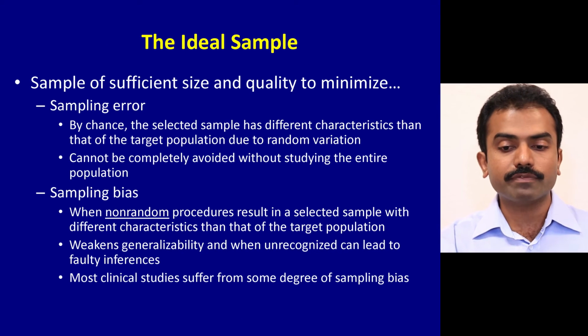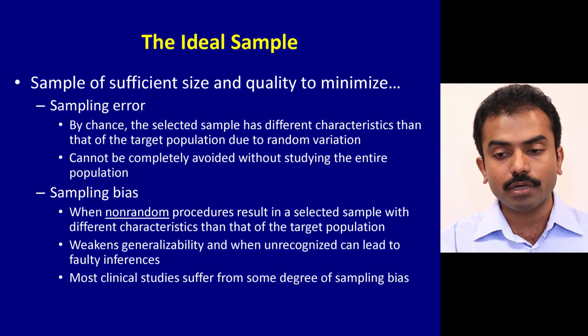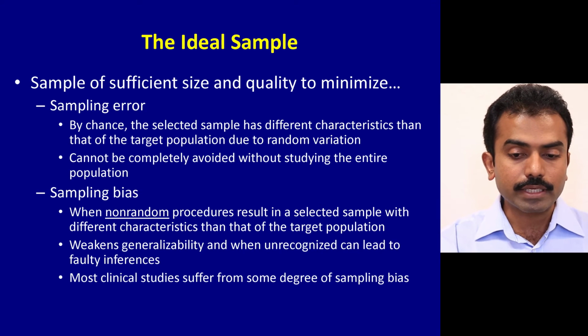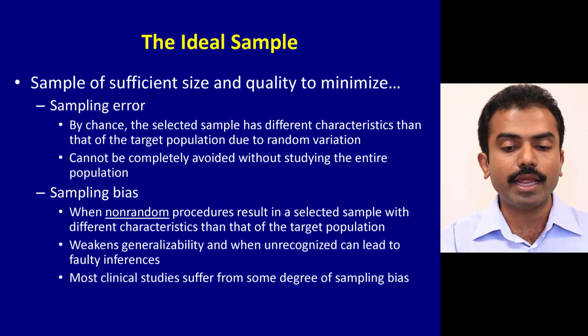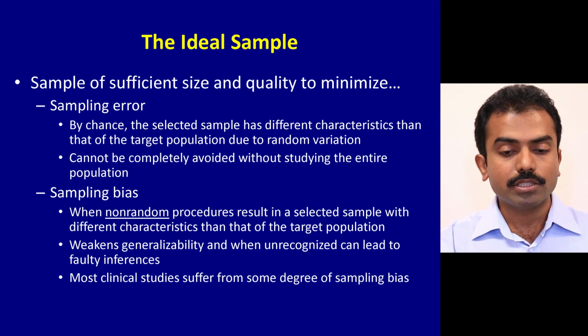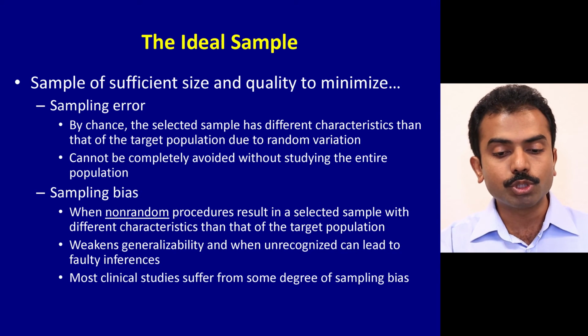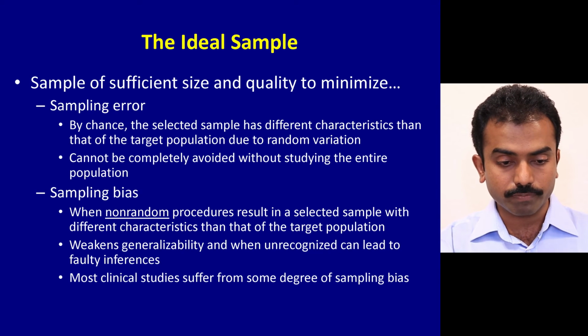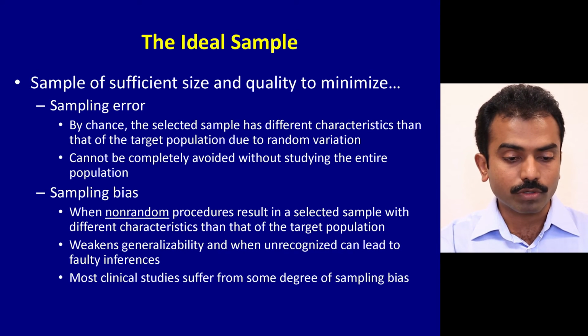And what are the characteristics of a sample? One of the discussions is that the sample should be of sufficient size. I'm not going to discuss here the rationale and how to calculate sample size. That is a topic of another presentation. But it's important that the ideal sample should be of sufficient size and quality to minimize two things. One, it should minimize sampling error. Two, it should minimize sampling bias. Do not worry if you do not understand these terms now. This will be discussed in another presentation. But let's say that is what we want to achieve.